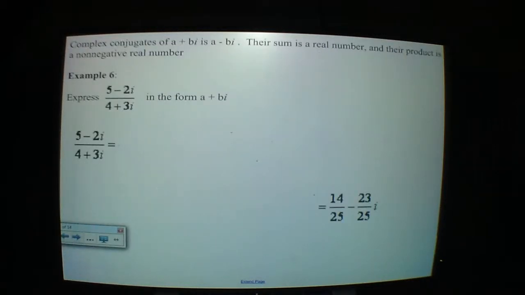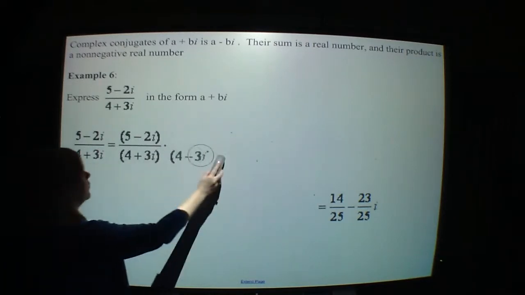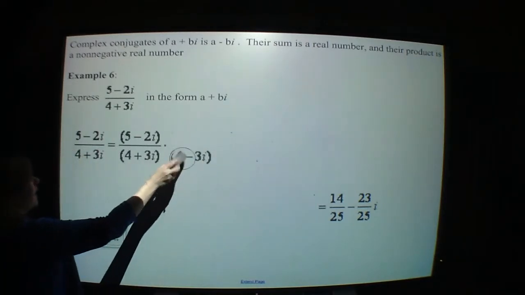Example 6. Complex conjugates of a plus bi is a minus bi. Their sum is a real number. So if you add those two together, the imaginary parts will cancel out and you'll just have a real number. Their product is a non-negative real number. Okay? So I want to express this fraction in the form of a plus bi. If I multiply the denominator by its conjugate, I will get a real number on the bottom. So let's do that. I'm going to take the denominator and multiply it by its conjugate. What you do to the bottom, you have to do to the top.